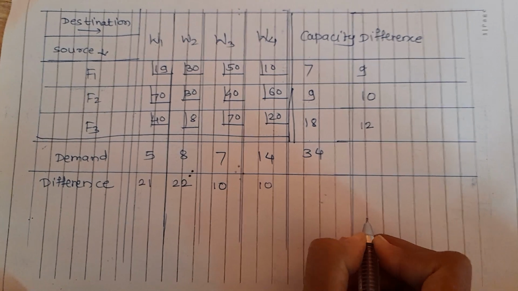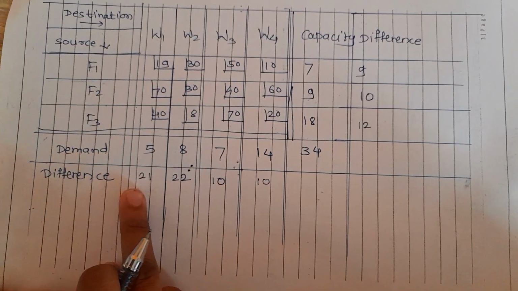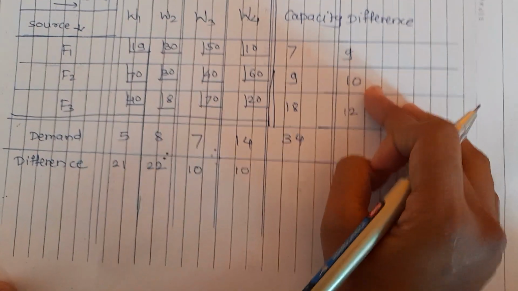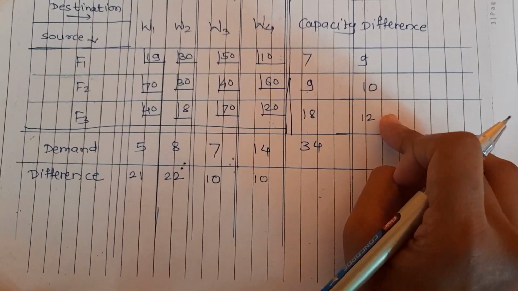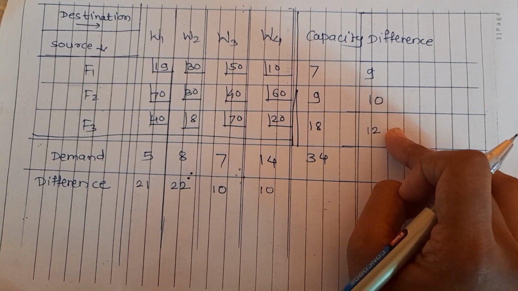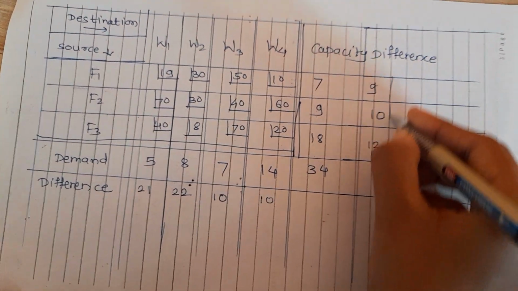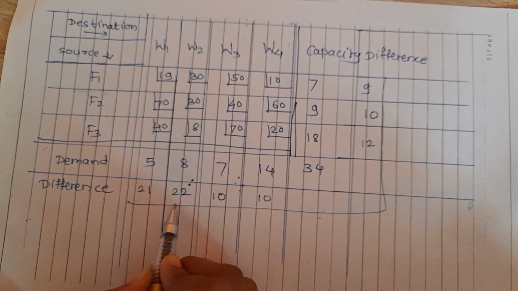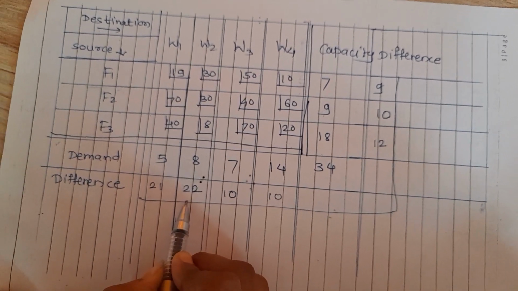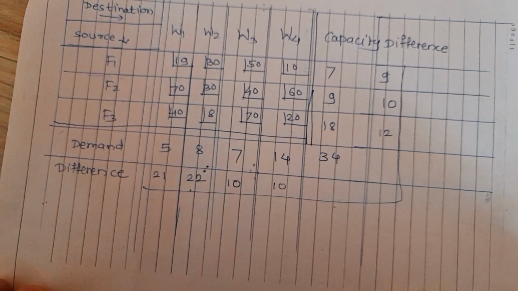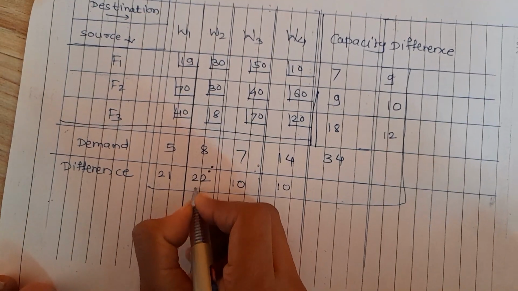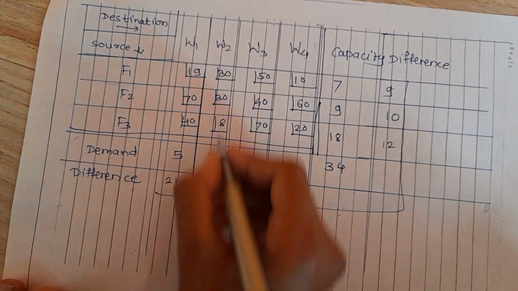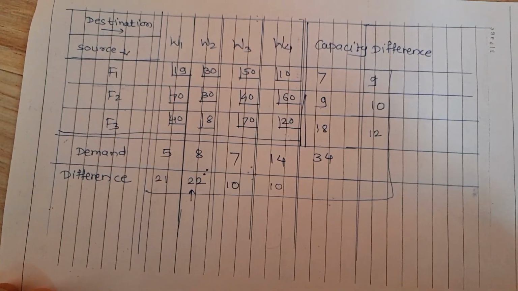Now see all the differences. The differences are 21, 22, 10, 10, 9, 10 and 12. Which difference is the largest? The largest difference is 22. Therefore we select this column for allocation. The selection is marked here by an arrow. We select this column for the next allocation.